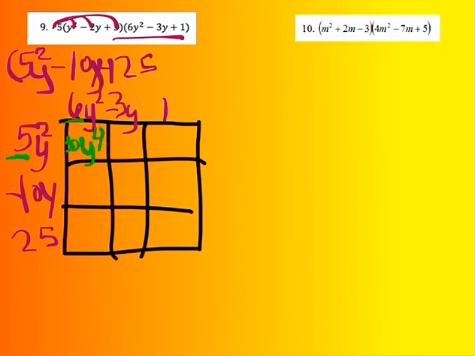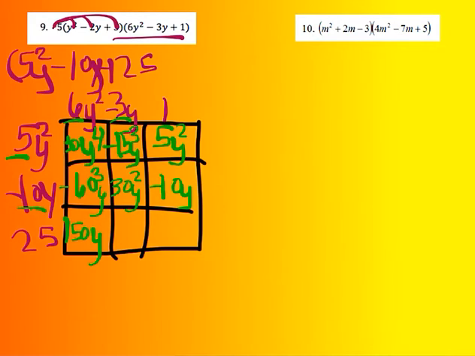So when I'm multiplying, I can add those exponents. 5 times negative 3 is negative 15. And then y to the first times y squared is y to the 3rd. 5 times 1 is 5, and then we're going to have y squared. And then looking at the next one, negative 10 times 6 is negative 60. And then y squared times y to the first is going to give me y cubed. Negative 10 times negative 3 is a positive 30. And then y to the first times y to the first is y squared. Then negative 10y times 1 is just going to be a negative 10y. 25 times 6 is going to give me 150.